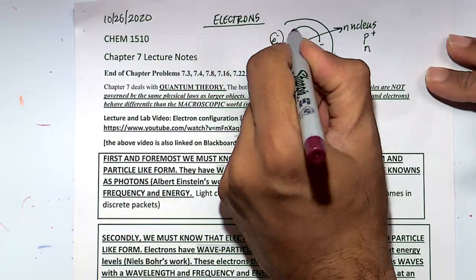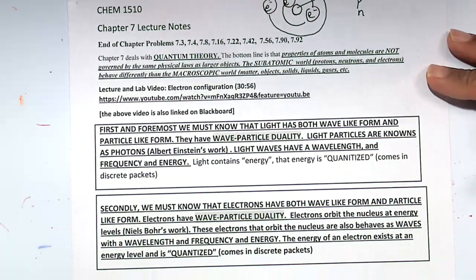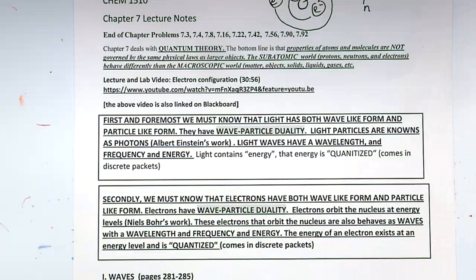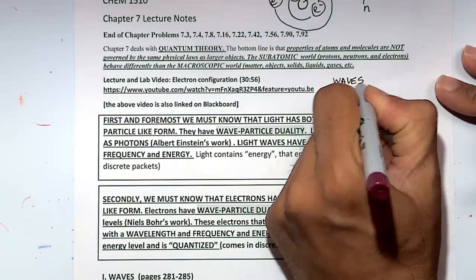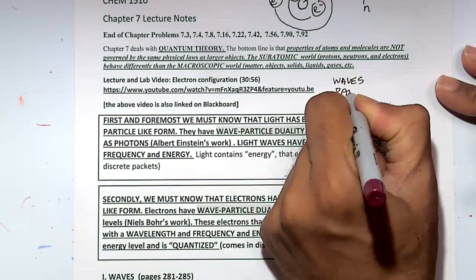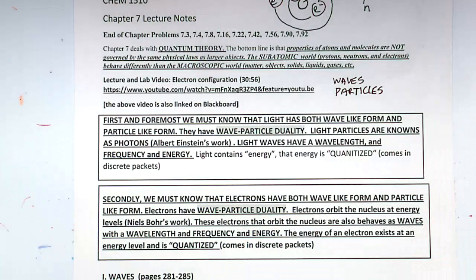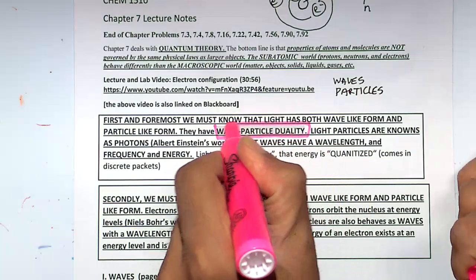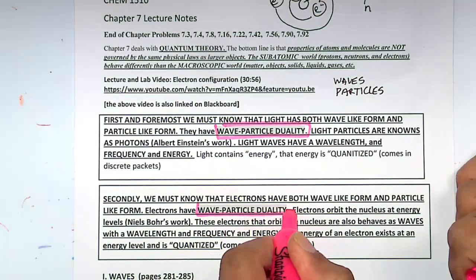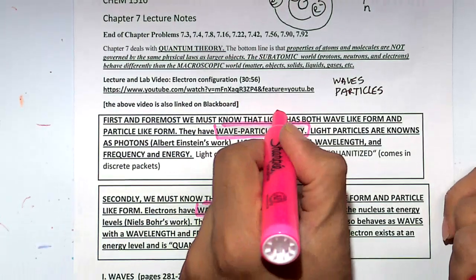First and foremost, I want you to know about these electrons that orbit the nucleus of an atom: they are waves and they are particles. Is it a wave? Yes. Is it a particle? Yes. It's both. I call that wave-particle duality. Electrons are waves, electrons are particles, also light.